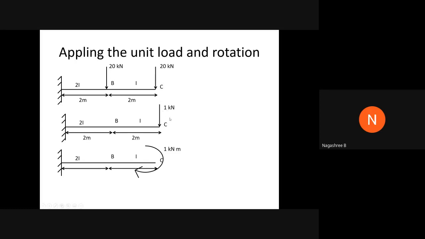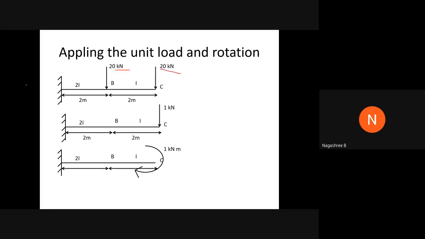Then, in order to determine the rotation or slope, at the same point, point C itself, we are supposed to put a moment of magnitude equal to 1 kilonewton meter. I just repeated. The first beam, which you can see here, is called the real beam, wherein the load is applied of magnitude 20 and 20 kilonewton.